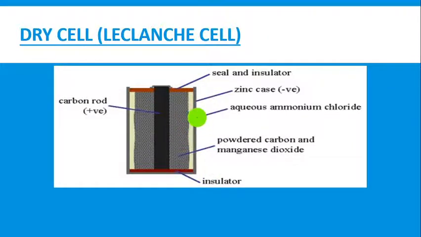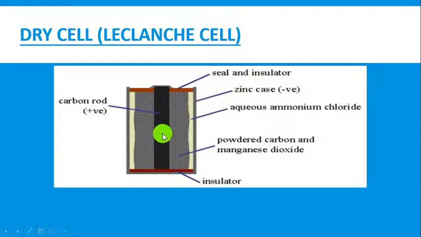And between this ammonium chloride, which is in paste form, and the carbon rod, we have powdered carbon and manganese dioxide there. Aside from this one, we have what we call the insulator between the components that we have inside and the zinc case. And the purpose of that insulator is just to create a kind of barrier between the positive terminal and the negative terminal of it.